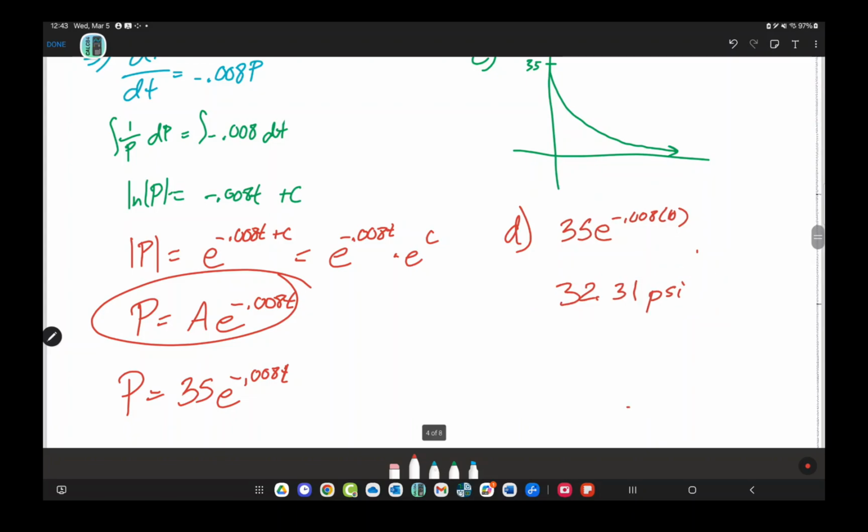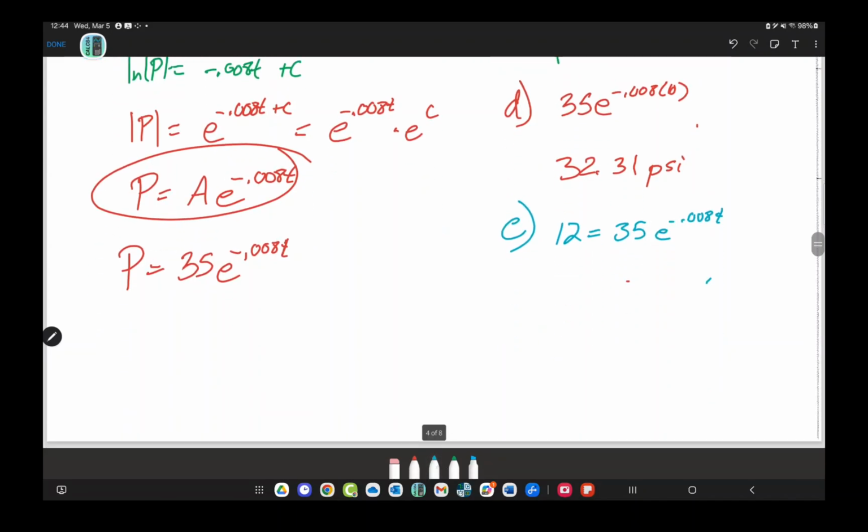And part E. The car is safe to drive as long as tire pressure is 12 psi or greater. For how long after the puncture of the tire do you have before the tire goes flat? So would you say 12 equal to that and solve for t? So 12 is equal to 35 e to the negative 0.008t. How do you solve for that? Divide by 35 first. So 12 over 35, which doesn't reduce, equals e to the negative 0.008t.